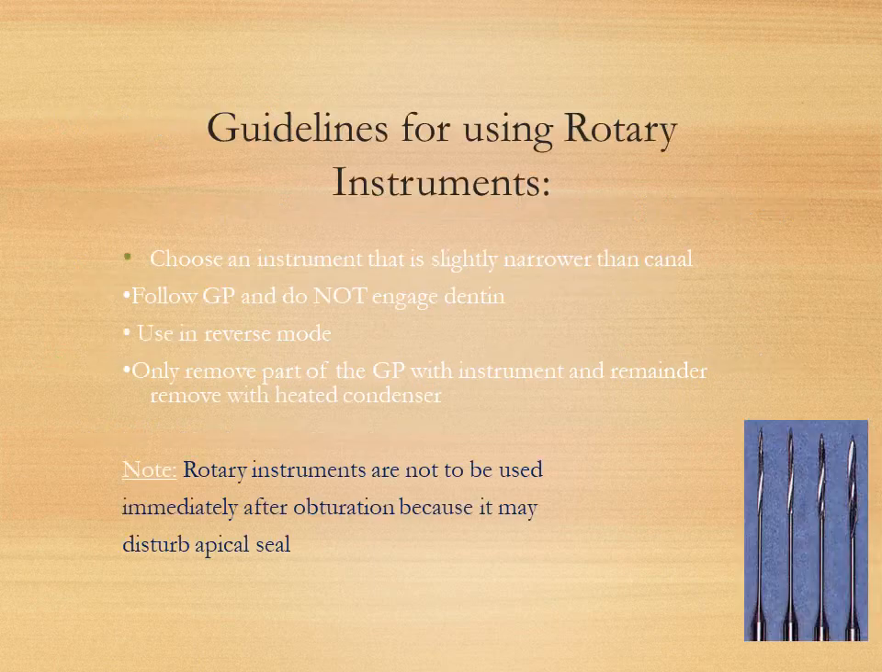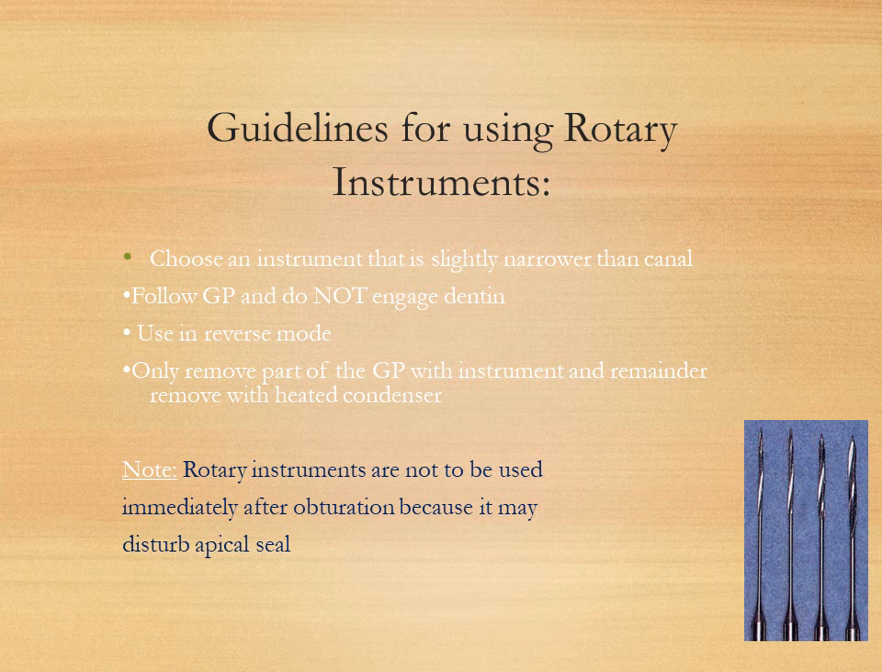Okay, so now certain guidelines which you can use when you are using your rotary instruments. You start off with an instrument which is just slightly narrower than the canal, and always make sure that your instrument is engaging the guttapercha and not the root canal dentine, because you do not want to perforate. Always use it in slow speed. Traditionally we have been taught that we use the piezo reamers and the drills in the speed range of 800 to 1200 rpm, and not more than that, so that you don't perforate the root canal and complicate matters.